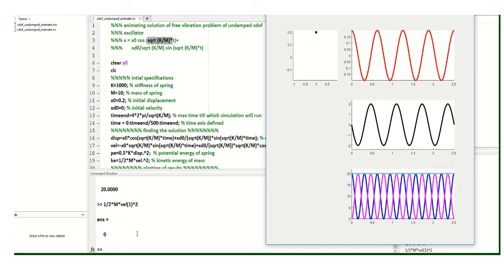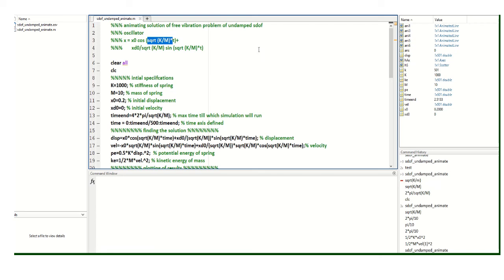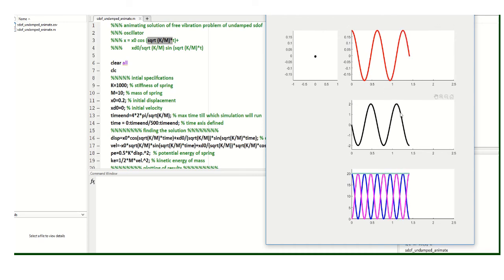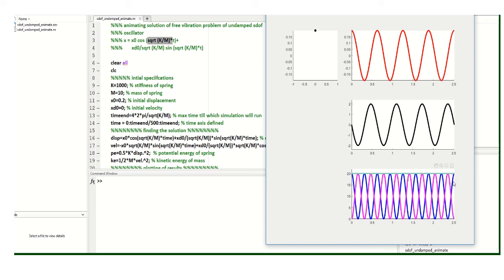That is the amount of energy that you have imparted to the system right in the beginning, and that keeps on shuttling between kinetic energy and potential energy. It only takes different forms. Essentially, the total energy, the sum of all energies inside this system, remains the same. I'll run the simulation once again so that you will be able to appreciate whatever we have said so far. So see, this is how the motion of the mass particle is. This is the displacement variation, velocity variation, and these are the variations in the kinetic energy, potential energy, and the total energy.